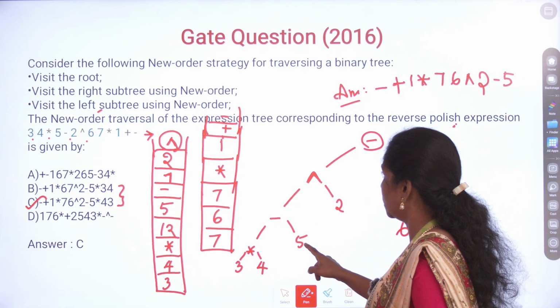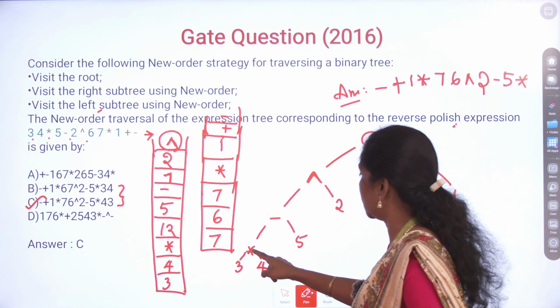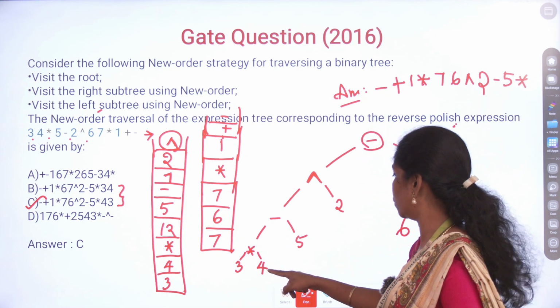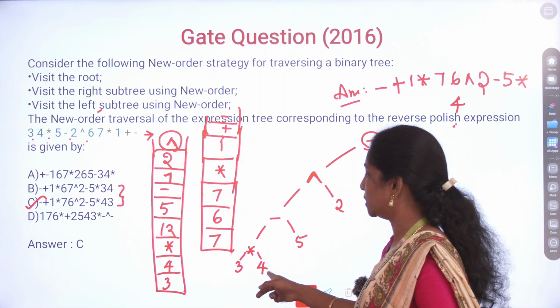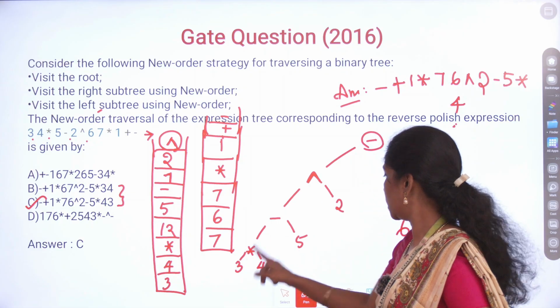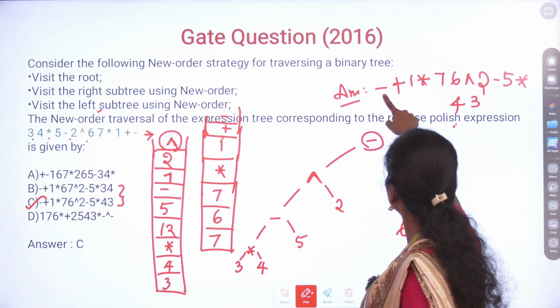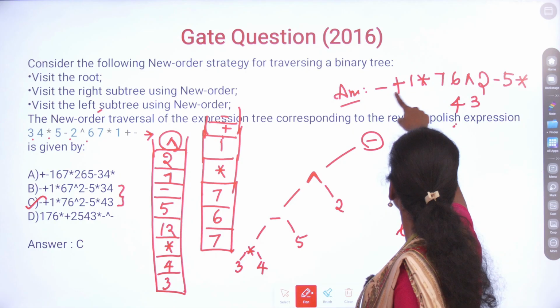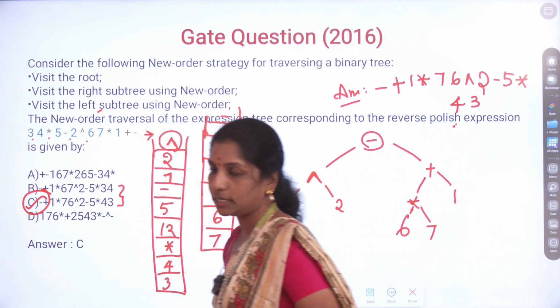After finishing 5, you have to come back to the left side node, star. After star, again you have to visit the right hand side of the node, 4. And again after the right hand side you are going to look into the left hand side of the node. So the sequence is plus, minus, plus 1, star. So this is the sequence. So I think C is the correct answer.